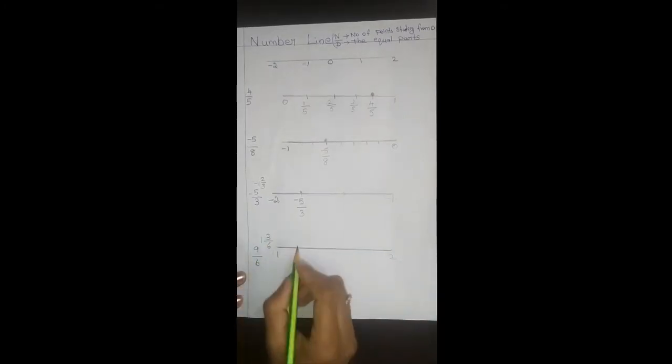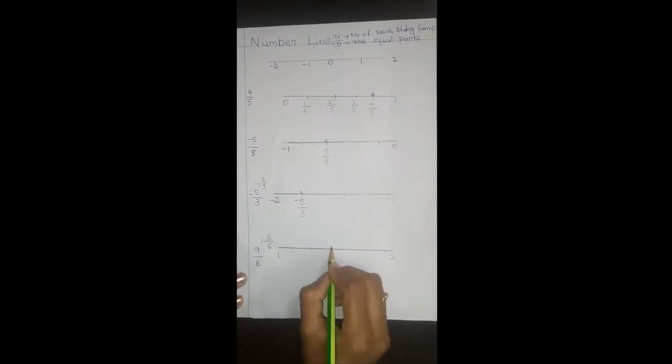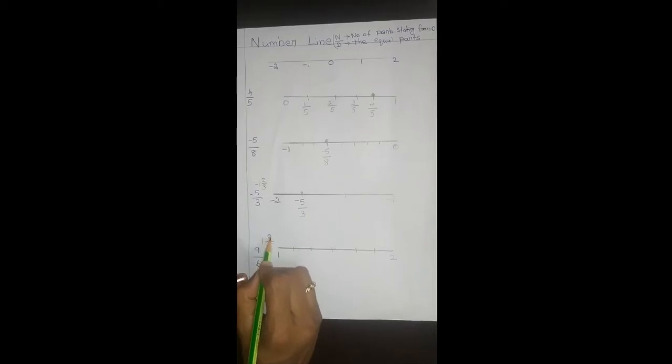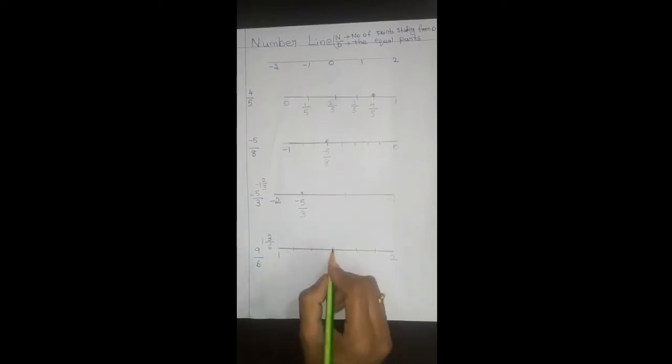Here we have 6. So we have to divide this portion into 6 equal parts. 1, 2, 3, 4, 5. In the numerator we have 3. So 1, 2, 3. Here we can write the number 9 divided by 6.